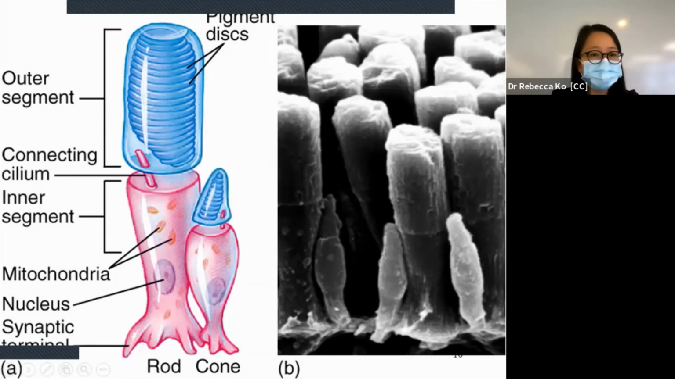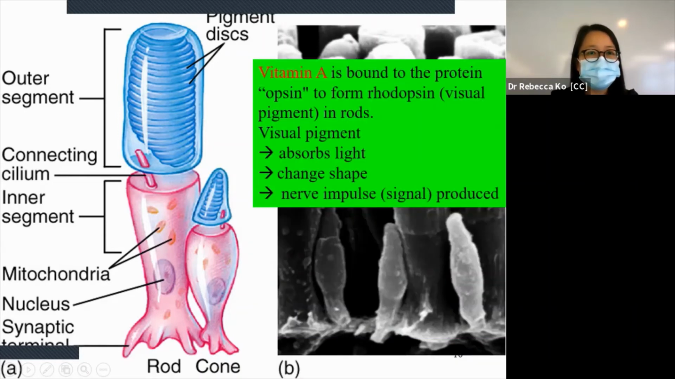You will find these two pictures on the handout. For the rods and cones, you see the rods are a bit cylindrical in shape, and the cone has a cone shape. And you see the disc, this is the disc. And so vitamin A will bind to the protein, that is the opsin, to form the rhodopsin, and that's the visual pigment in the rods, so that it will absorb the light, change the shape and generate the impulse.